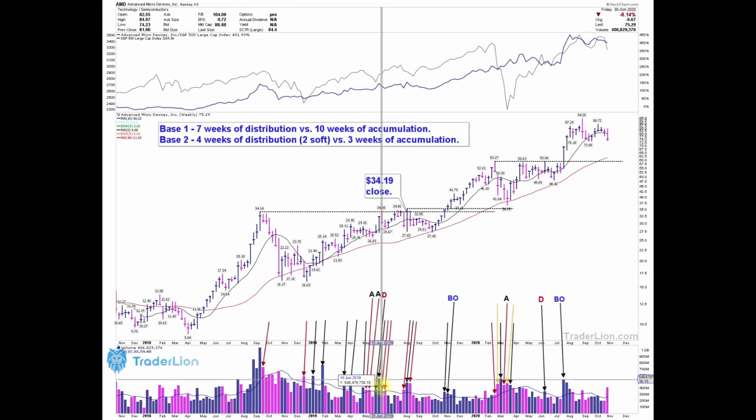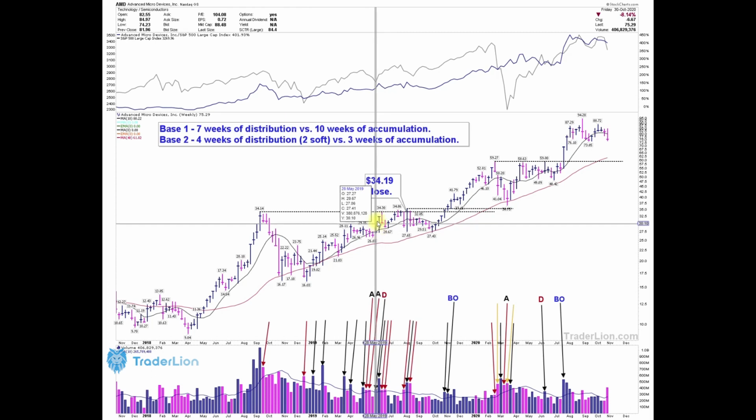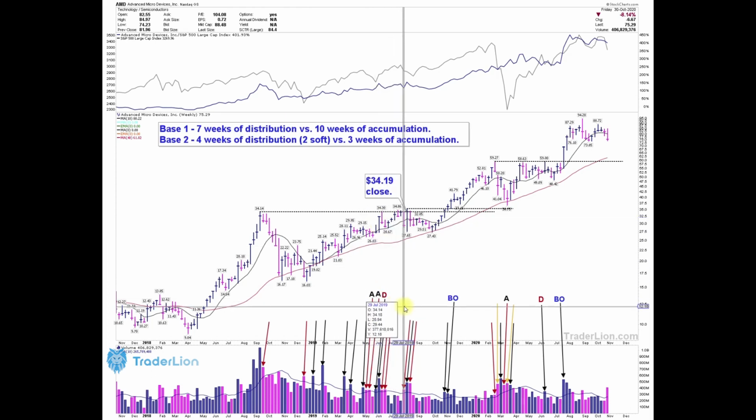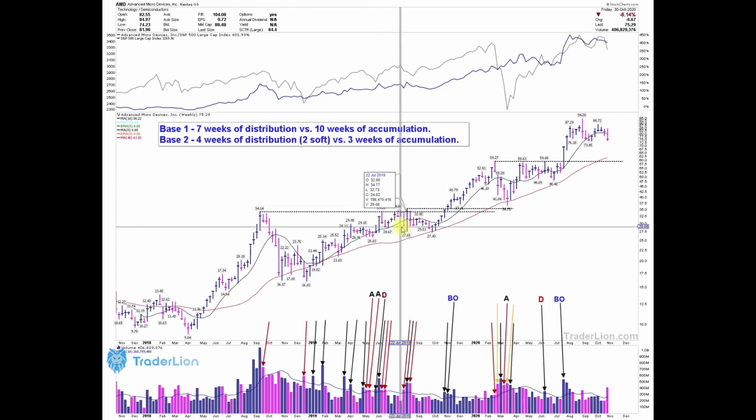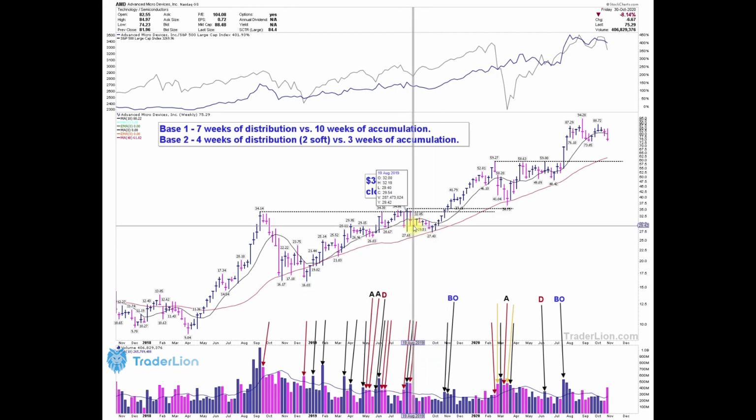So let's continue on. Here are our next 2 weeks of big volume on down weeks. These are both clearly negative weeks of price action here. As we move along, here's our next week. Again, clearly negative price action, another week of distribution. And our final week is right here, which corresponds with this week.